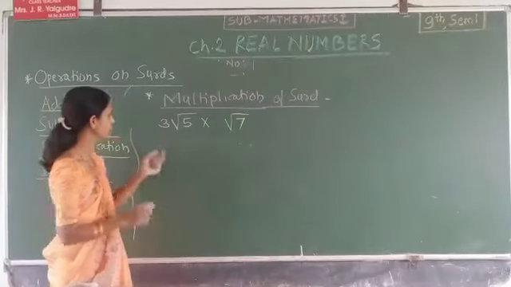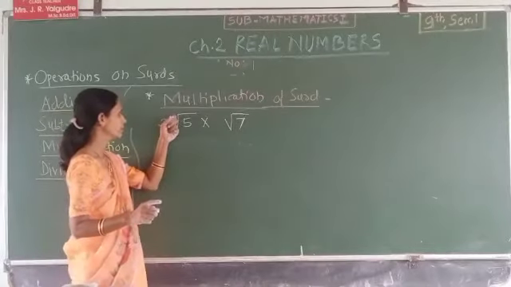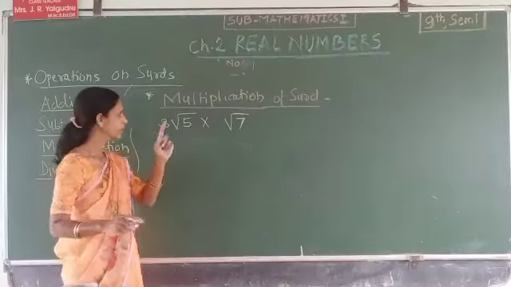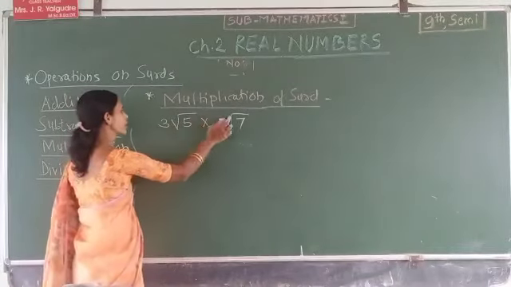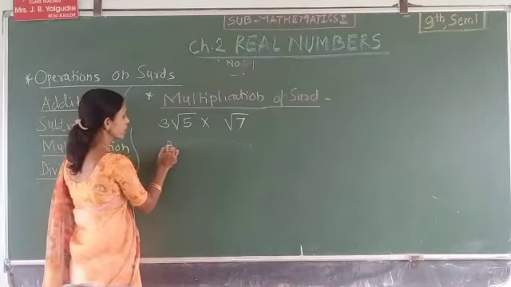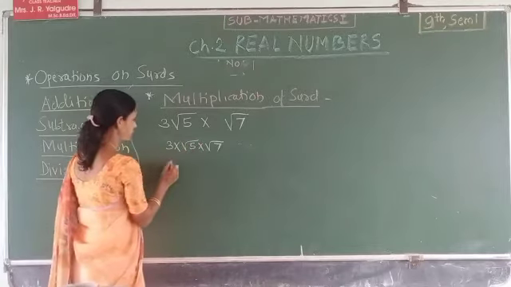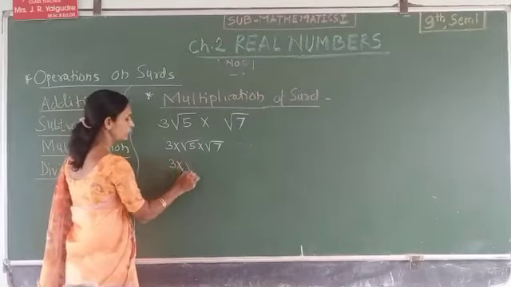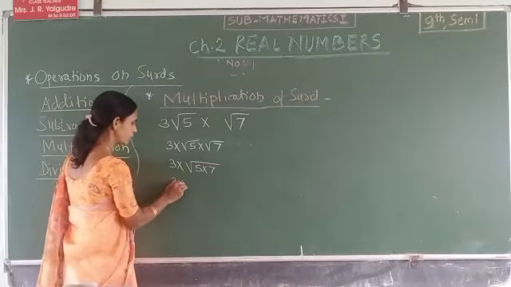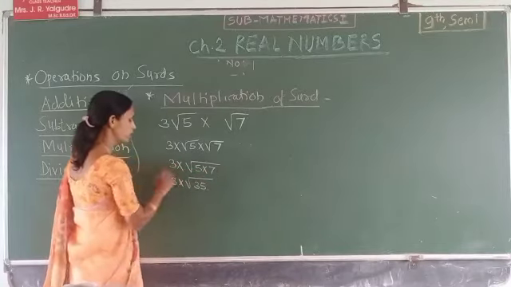First of all, see here, we have to take care that the order of those surds should be the same. Therefore, here the orders are also the same, so we can do the multiplication of those, that is 3 into root 5 into root 7. Then 3 into root 5 into 7. Therefore, 3 into root 5 times 7, that is 35.